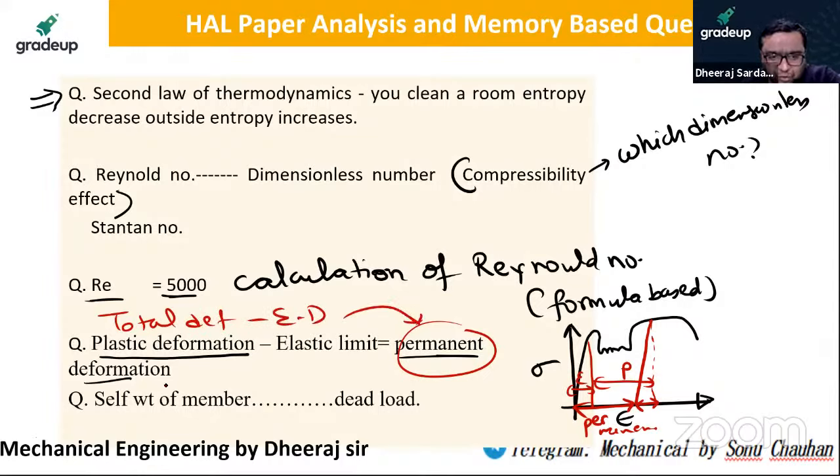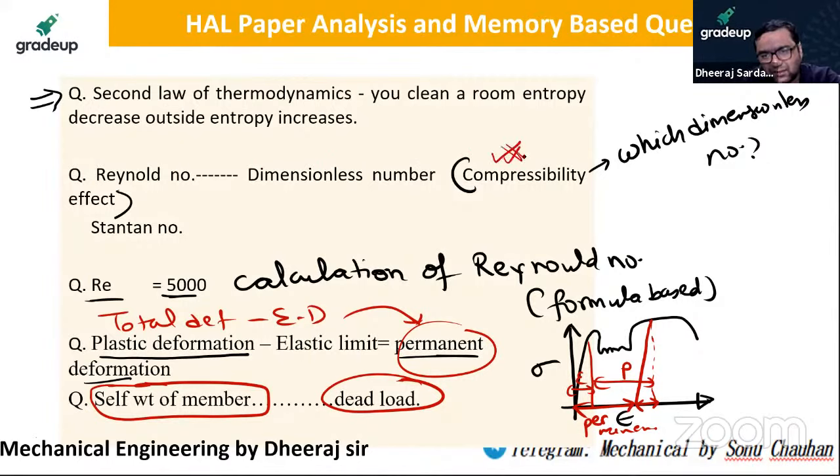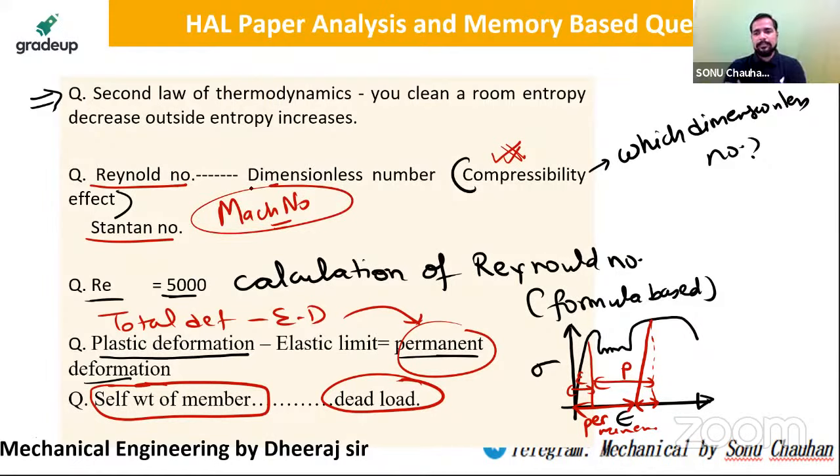Yeah. And one question was there on the self weight of a member. Whenever we go for the classification of load, dead load will be the consideration for self weight. And one question was on the compressibility effect. Which dimensionless number is related to it? In the options, they had Reynolds number, Stanton number, Mach number, and one more option. The answer will be Mach number; Mach number is the correct answer. Yes, so these were the types of questions, guys. These theory-based questions were very easy.